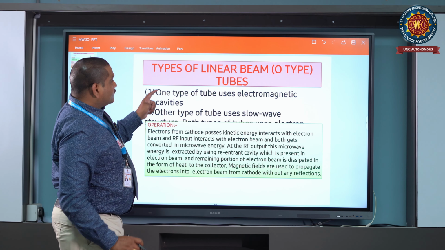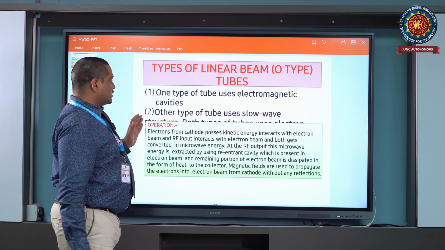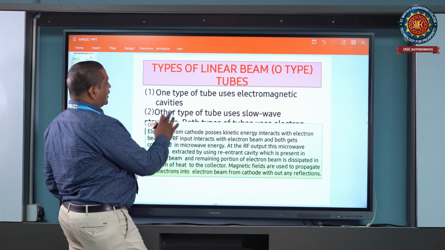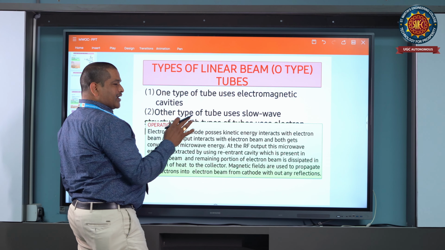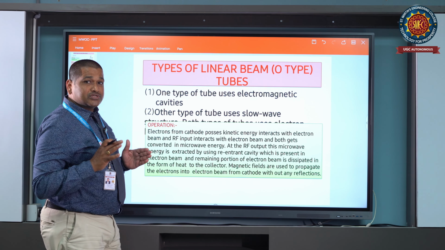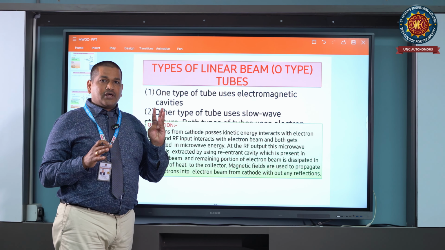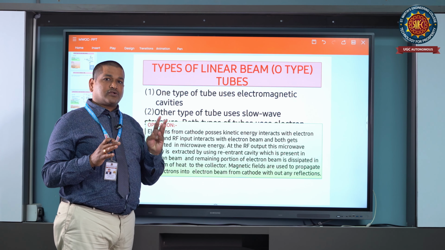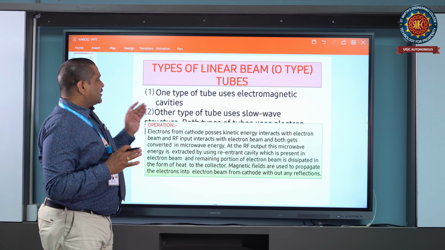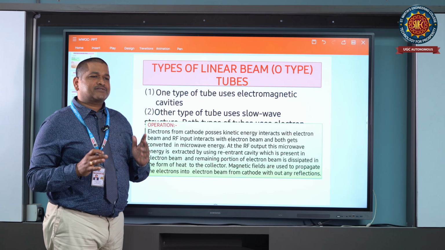So the types of linear beam tubes we already discussed. One uses the electromagnetic cavity type. Another uses the slow wave. The devices using the cavity type are the reflex klystron and the two cavity klystron. And the device operating with the slow wave structure is called the helix traveling wave tube.